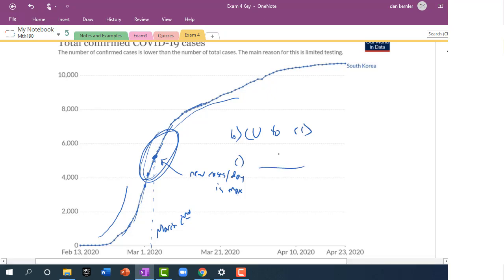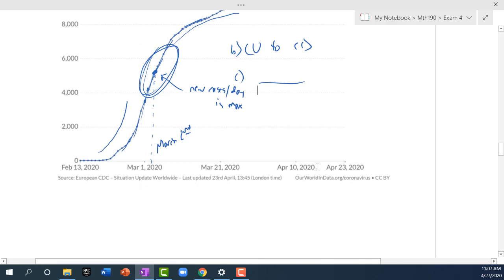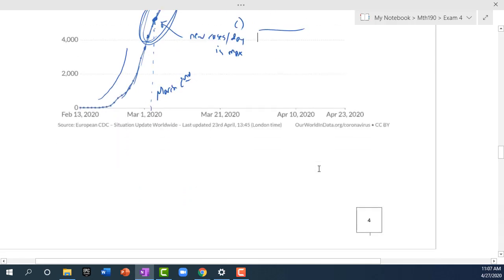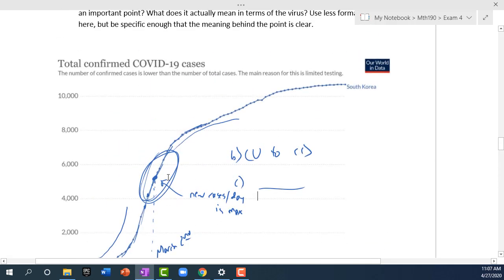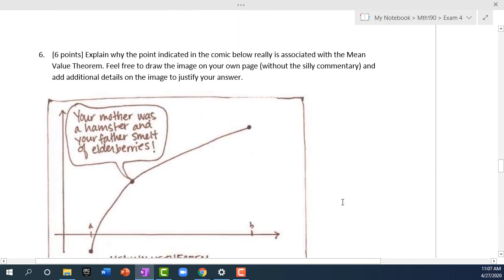So how I'm going to grade this, I don't know, I haven't done the grading yet, so I'm not sure exactly how that'll work. So we'll see on that. But I'm looking for something about the rate of change is maximum. So I'm going to be pretty liberal on the grading there. It's a tough one to describe.